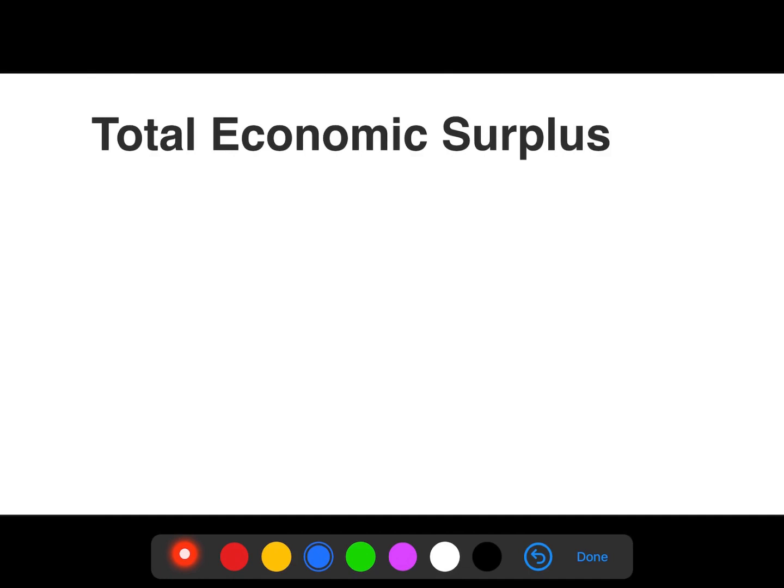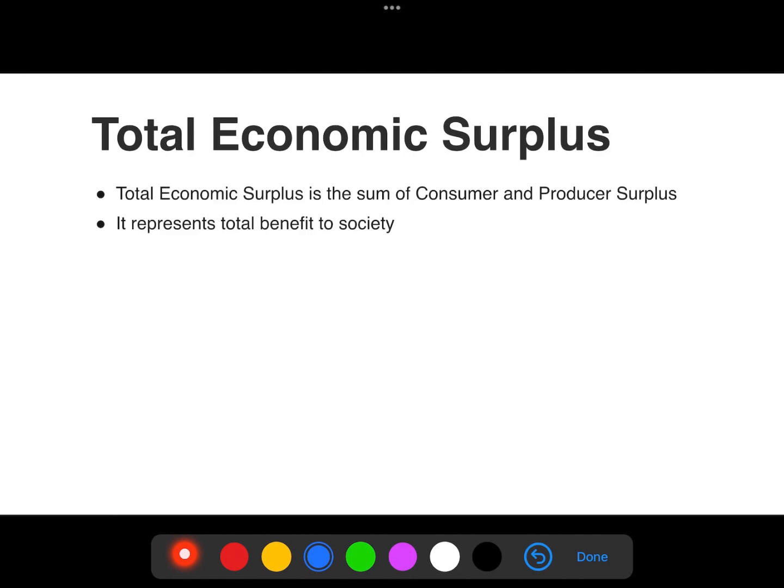All right, so we've talked about consumer surplus, we've talked about producer surplus. Now let's put them together and look at total economic surplus. Economic surplus is the sum of consumer and producer surplus, so it represents total benefit to society.